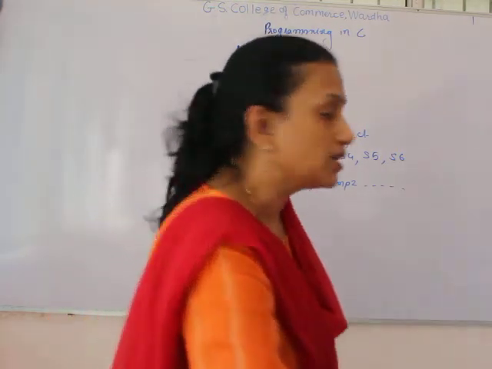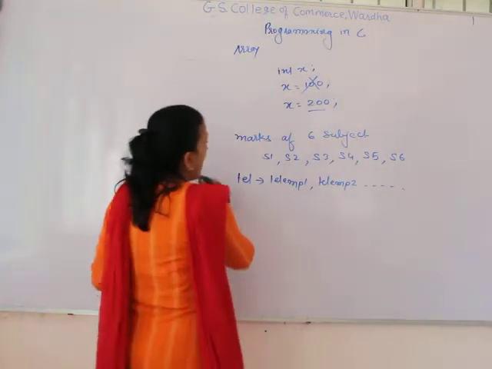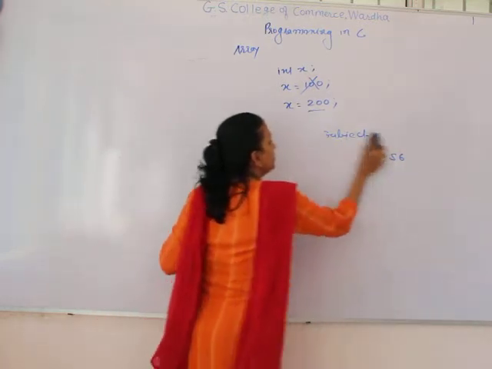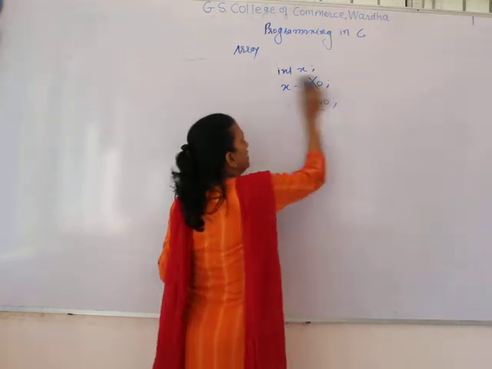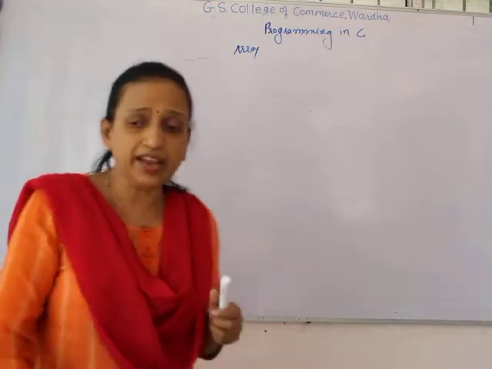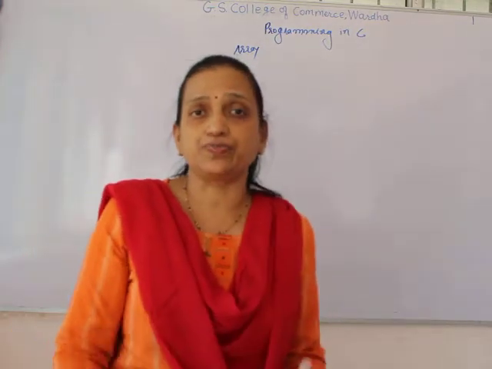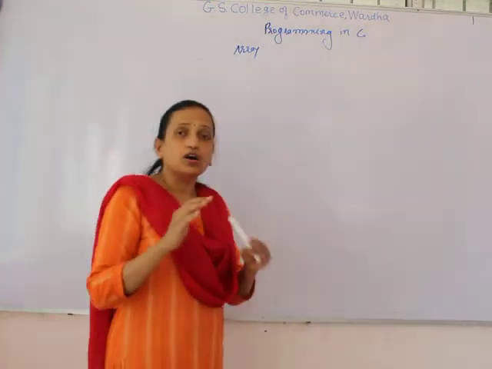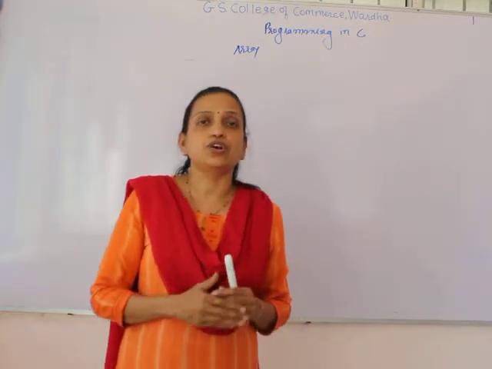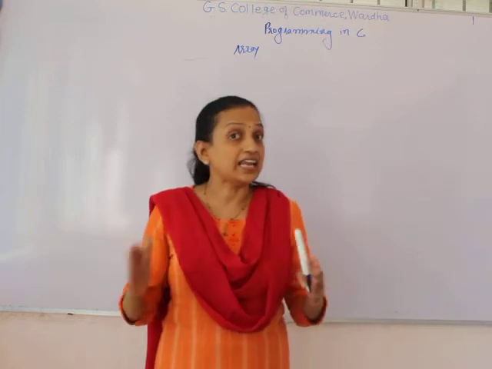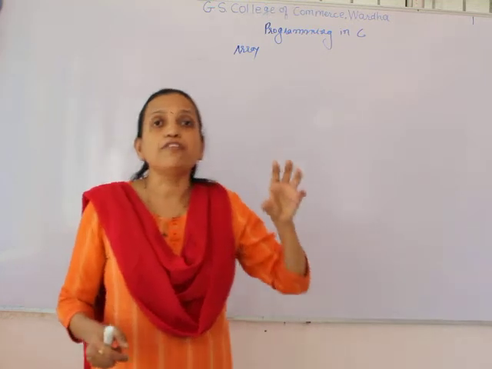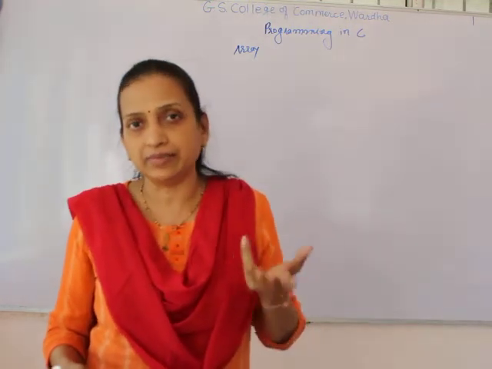So this is where the concept of an array comes in. An array is used to store multiple values in one variable. How? An array is a group of elements. If you store 10 values in a variable, it means you are going to define 10 elements. So an array is a group of elements with a similar type.